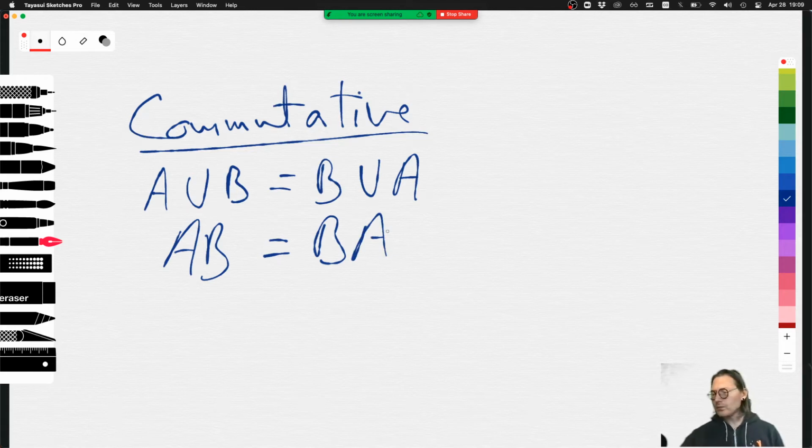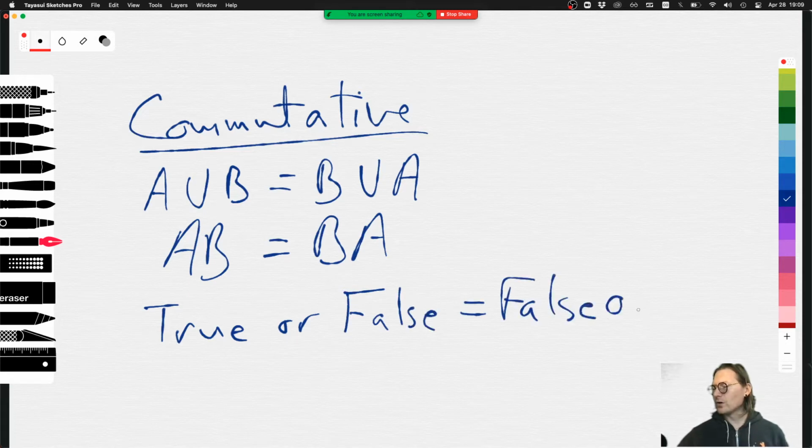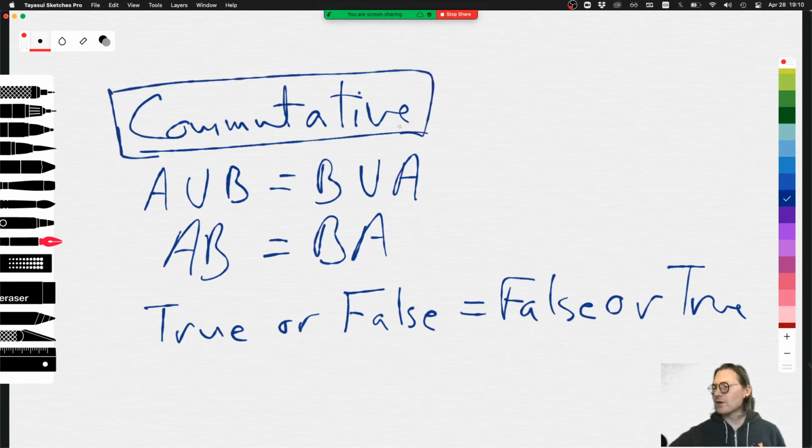Now, that's easy enough to see with sets. We could also say true or true is the same thing as true or true. That's not the best. It might make more sense to say true or false is going to be the same thing as false or true, right? Those are obviously equivalent. We could also say true and false is going to be equivalent with false and true. All of those things make sense, and all of those are examples of something being commutative.